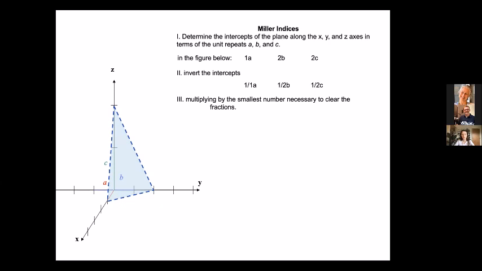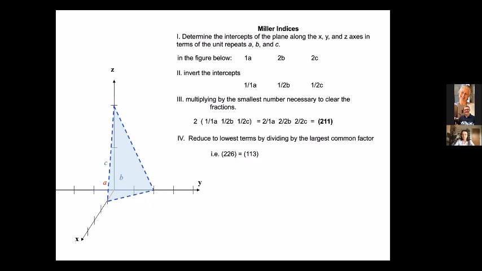Next, we multiply by the smallest number necessary to clear the fractions. In this case, that would be 2. So we multiply all of the inverted intercepts by 2. That gives us 2 over 1, 2 over 2, and 2 over 2. And this is also known as the (2 1 1). Notice that this is put in parentheses. There are other types of indices that are 3 numbers that can represent directions, forms, and points. However, when you see the parentheses, you know that you're looking at a Miller index.